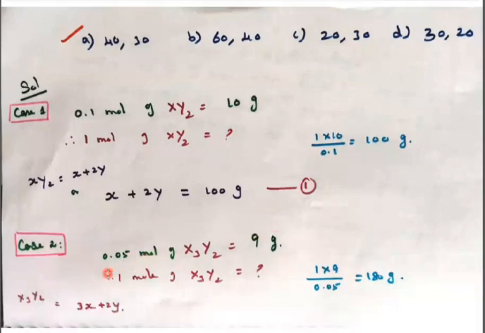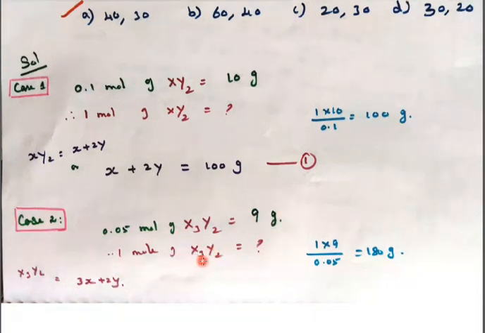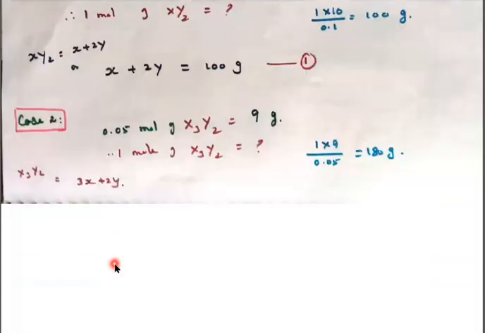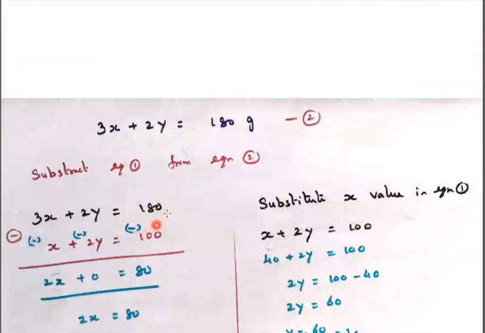For the second case, second formula, 0.05 mole of X3Y2. They have given 9 grams. So what would be the 1 mole of X3Y2? Cross multiplication: 1 into 9 divided by 0.05. So it is 180 grams. That means the X3Y2 formula is 3X plus 2Y. So 3X plus 2Y equal to 180 grams.